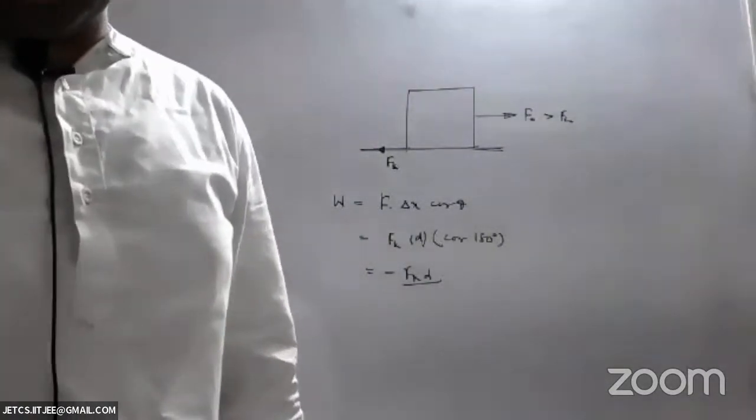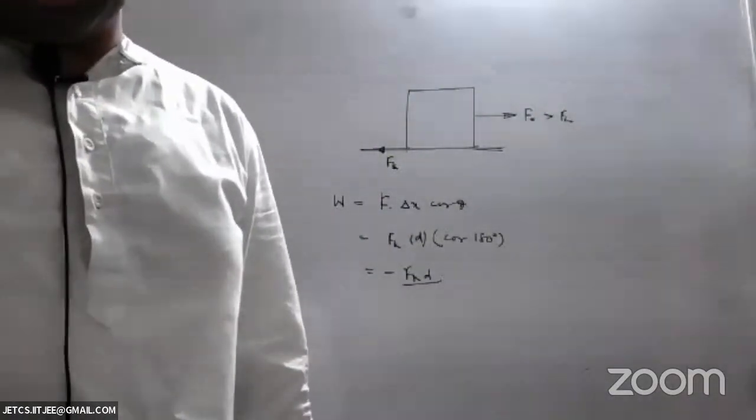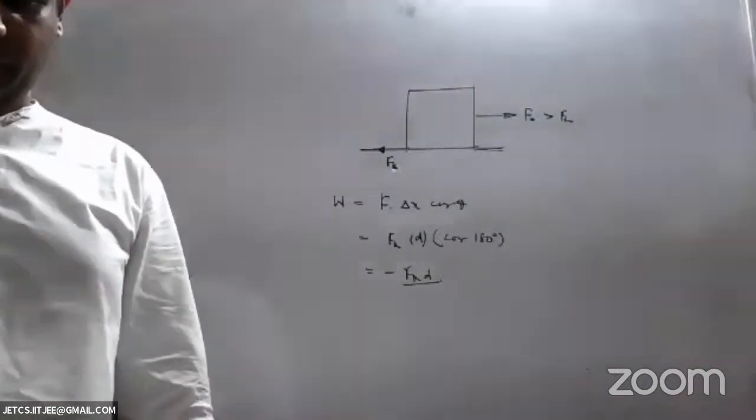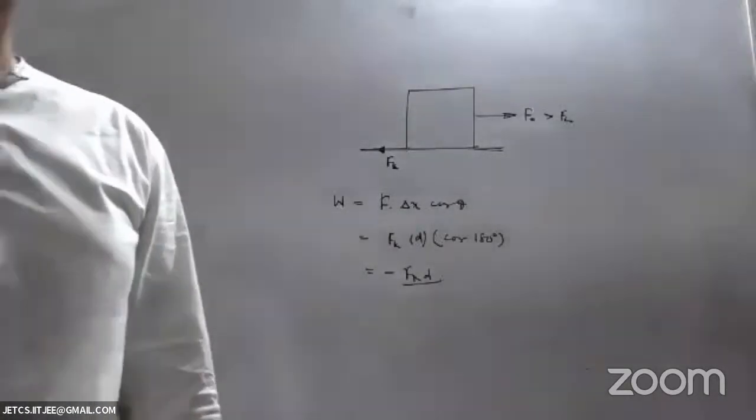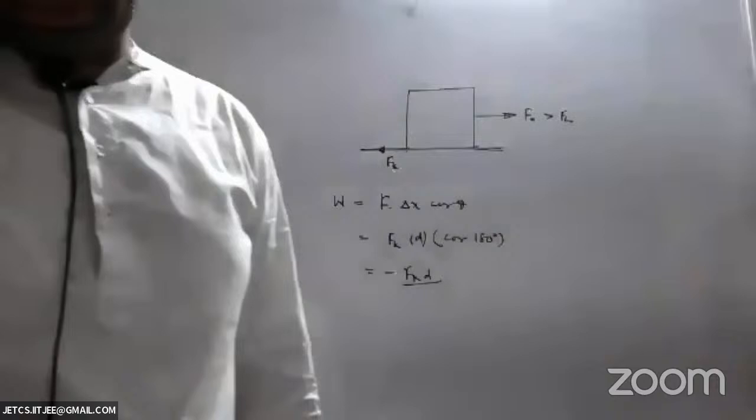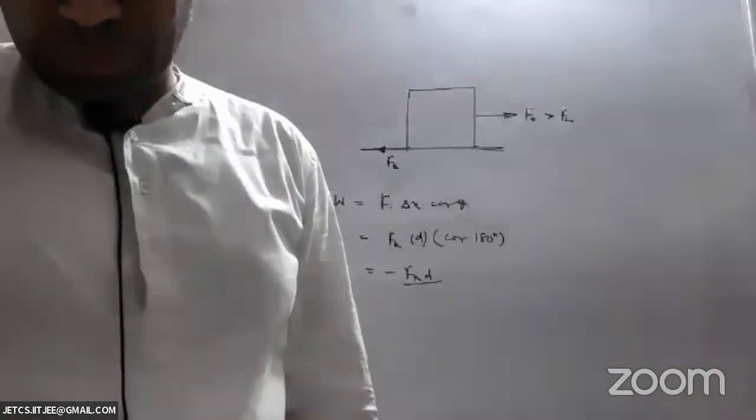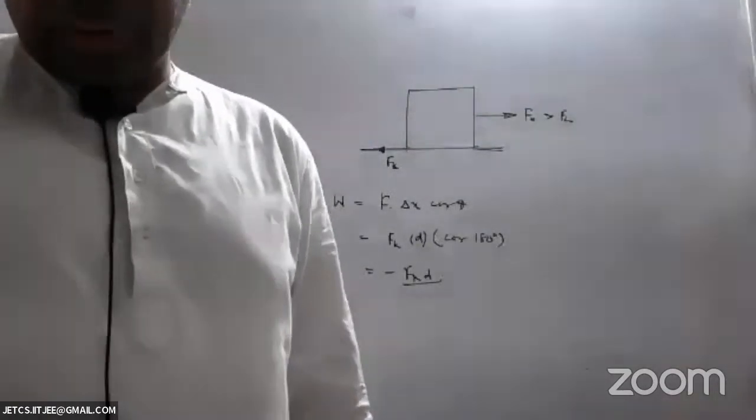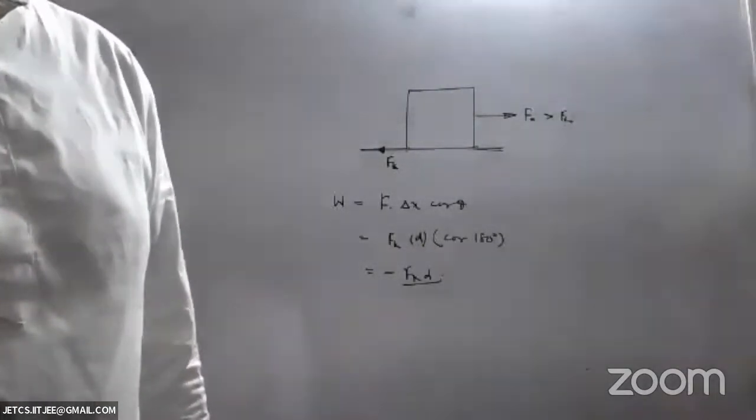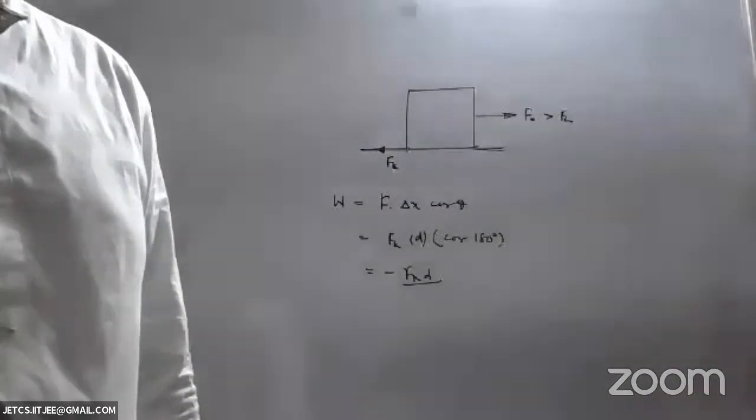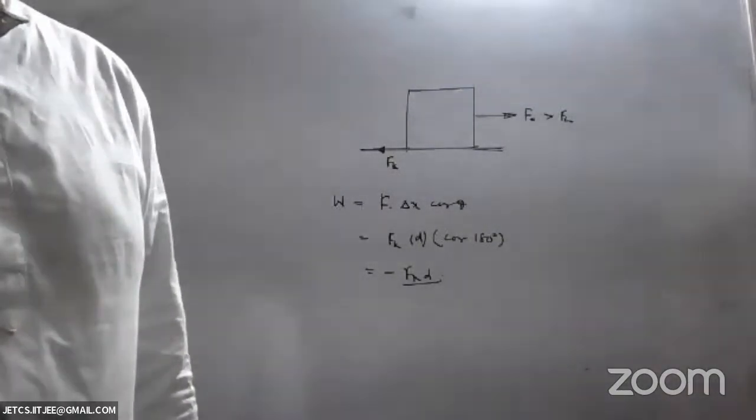A block of mass 5 kg is placed on a rough horizontal ground with a coefficient of friction 0.1. It is being pulled by means of a light horizontal rope with a constant speed of 3 meters per second. Calculate the work done due to tension in the rope, the force of friction, and the normal reaction when moved a distance of 5 meters.